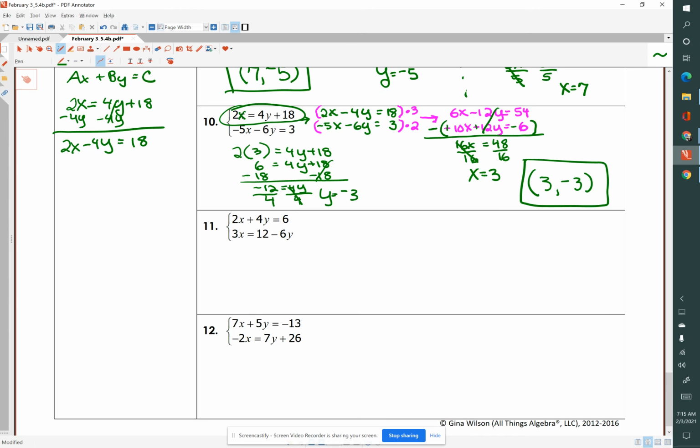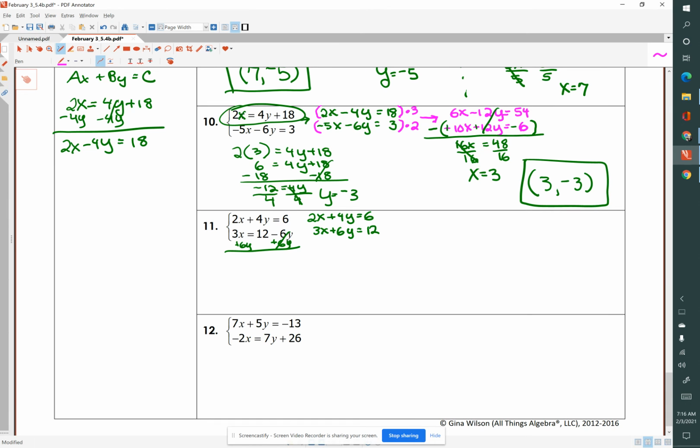And number 11. So with number 11, again, I need to do some reordering. So I'm going to take the first equation, which is in standard form. I'll leave that as is. And the second equation, I'm going to add 6y to both sides. That will give me 3x plus 6y equals 12. So I've got both these equations in standard form.